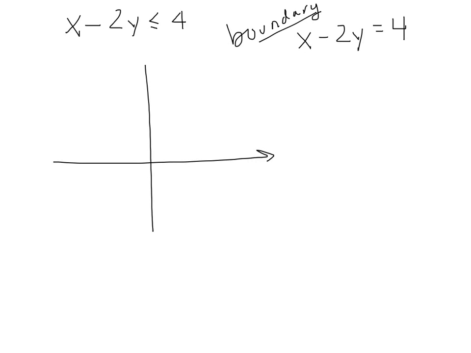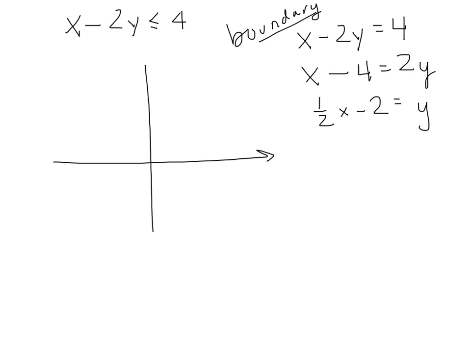Okay? So how do I graph that line? Well, it's a lot easier if it's in mx plus b form. So let me call this x minus 4 is equal to 2y. Divide by 2, of course. I get 1/2 x minus 2 is equal to y. So now I can easily graph this boundary line.